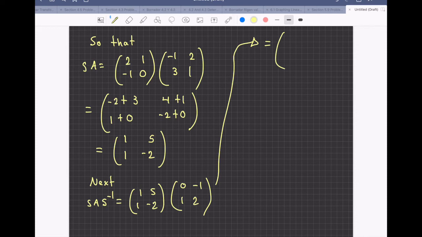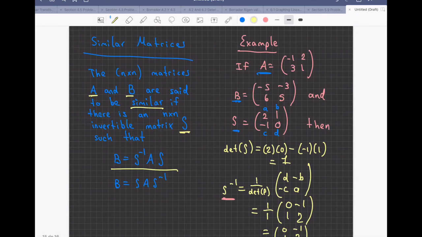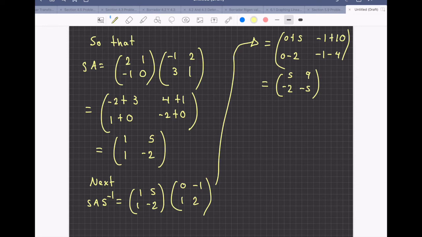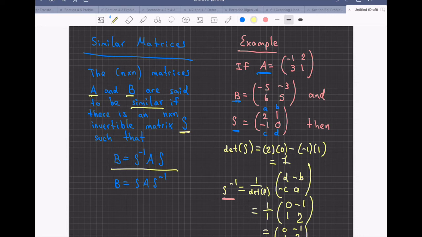And this is equal to 1 times 0 plus 5 times 1, so 0 plus 5. Here, row 1, column 2, negative 1 plus 10. And here, 0 minus 2. And here, negative 1 minus 4. And this is supposed to be equal to [5, 9; -2, -5]. This is supposed to be equal to the matrix B. So no, I'm sorry, I think I made a mistake. Let me check if I can find the mistake.